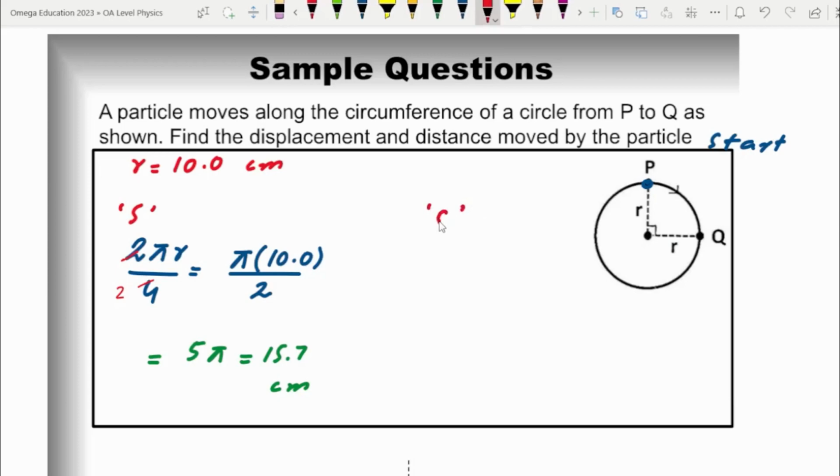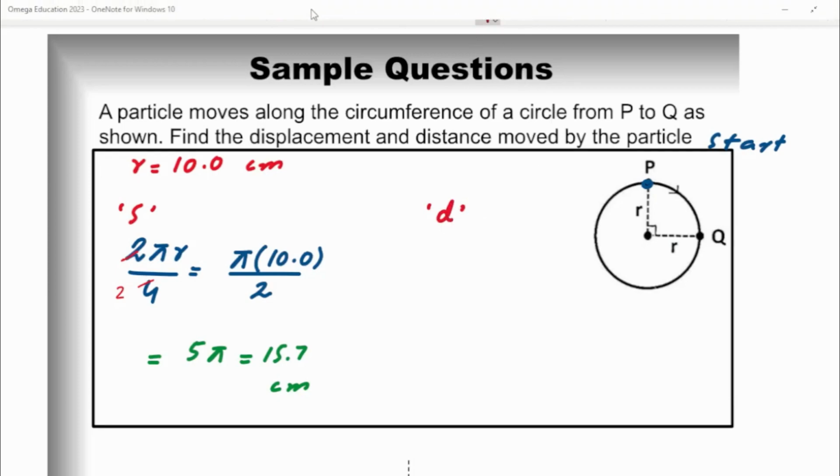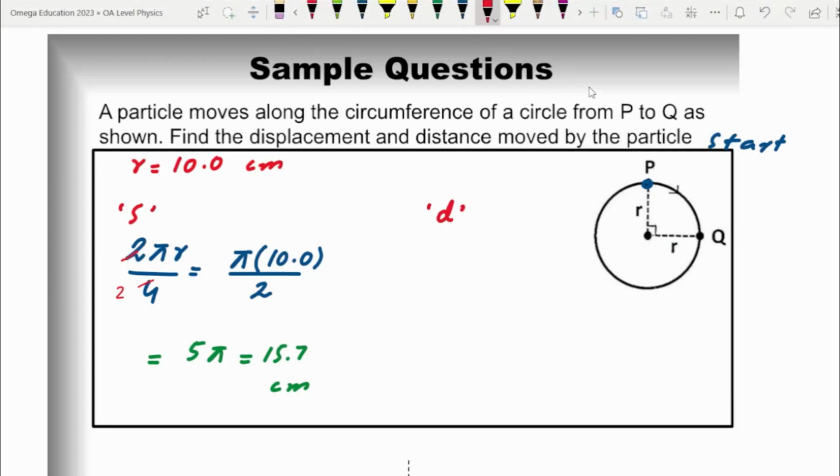Now, like I said, displacement is the shortest distance between the starting point and the end point. So if I try to draw the shortest distance between these 2 points, it would be this. Now you see we have formed a right angle triangle, with a perpendicular and a base, and what you need to find is the hypotenuse of that right angle triangle.